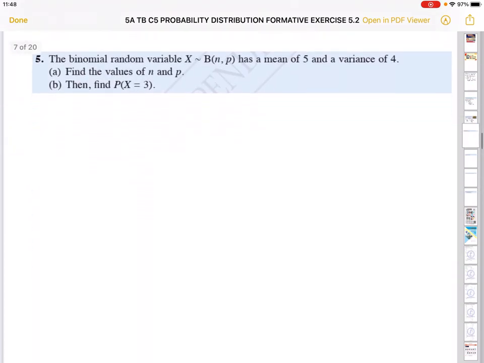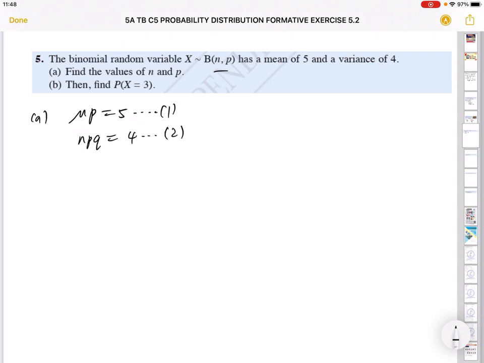A binomial random variable x has a mean of 5 and a variance of 4. Find the values of n and p. Since they're written in this format, we know your mean is 5, so np equals 5. We'll leave this as equation 1. Variance is 4, so npq is 4, equation 2. Now, in order to find n and p, I like to divide directly. Some people substitute directly, you can. I'll take equation 2 divided by equation 1. So npq divided by np gives 4 over 5.